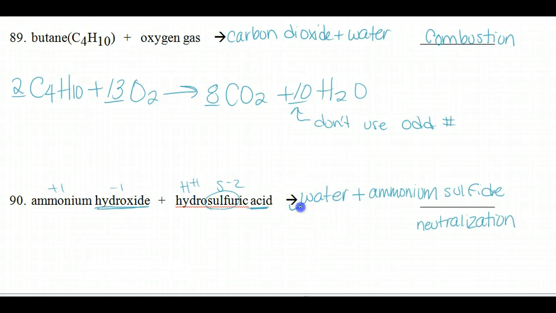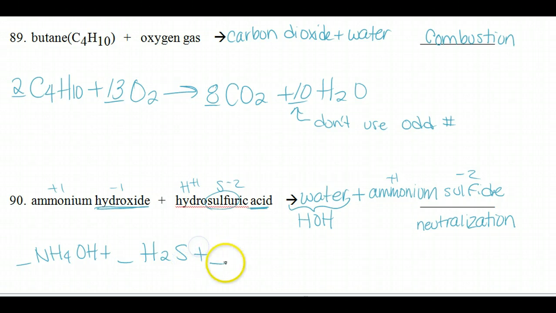Remember that for neutralization reactions, we want to write water as HOH. And again, if you don't, that's fine. You're certainly not wrong. It's just going to be easier for you to balance it as HOH. Then our other product, ammonium +1 and sulfide -2. So now I'm ready to write my formulas. Ammonium hydroxide, that's sulfuric acid, and then we've got our products.